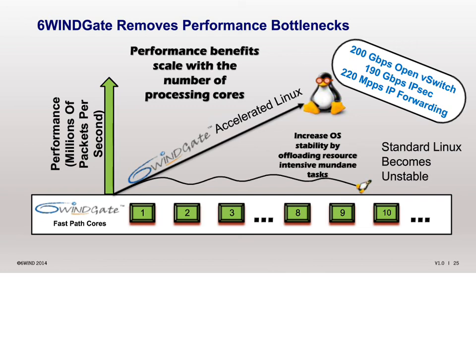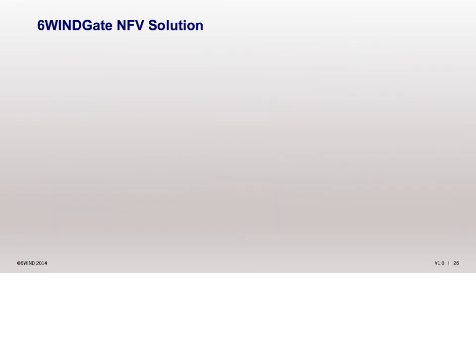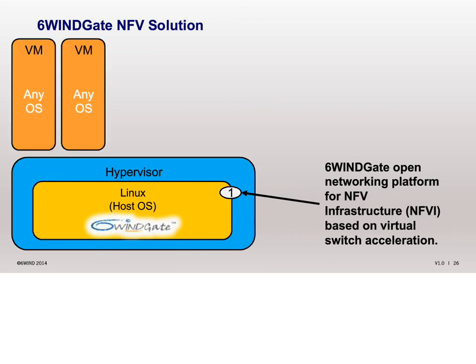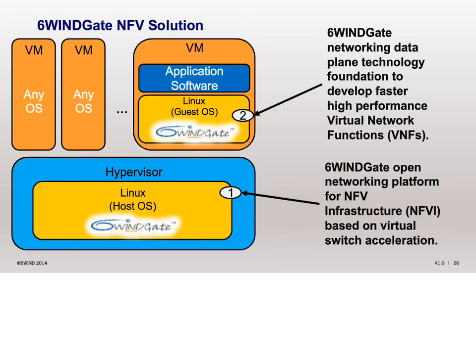So what's our solution for NFV? 6WINDGate can run in the hypervisor to increase virtual switching performance. First, it supports standard VNIC drivers for existing VNFs and can also be combined with 6WINDGate accelerated VNFs to reach bare metal performance while preserving the benefits of virtualization. So let's see that in detail.